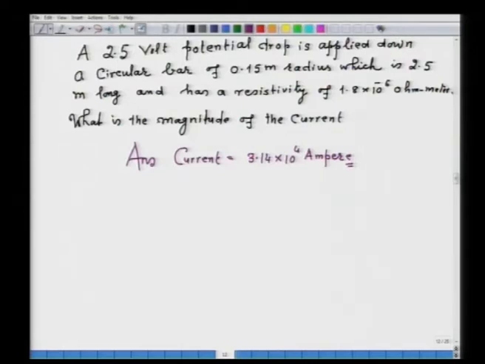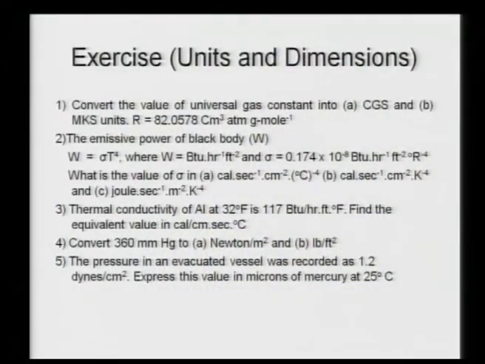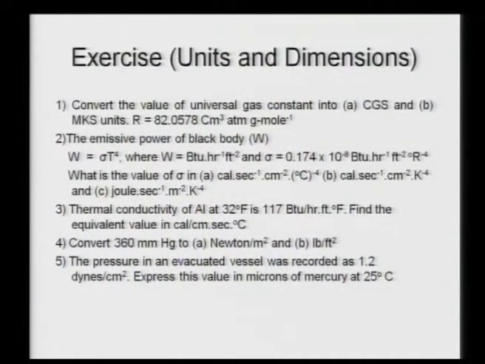Now, with this I have finished the conceptual part of the lecture on measurement of quantities. Now, I will try to give you exercises with some solved problems and some unsolved problems. Now, let us see the exercises. These are the exercises on units and dimension. I will read first of all the problems, and then I will give the answer one by one as I proceed. Problem 1, convert the value of universal gas constant into A, CGS and B, MKS units.